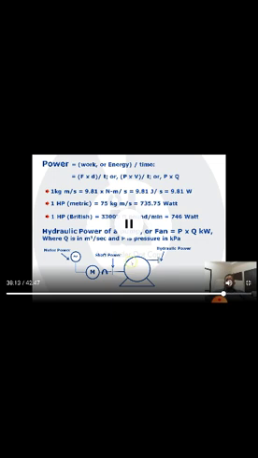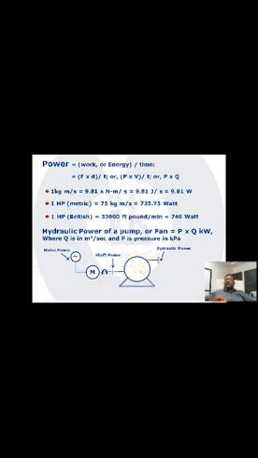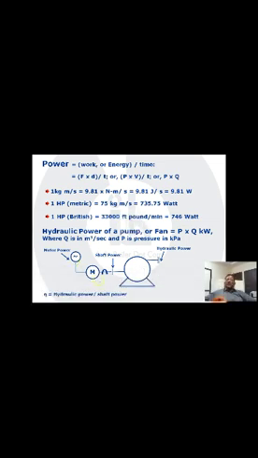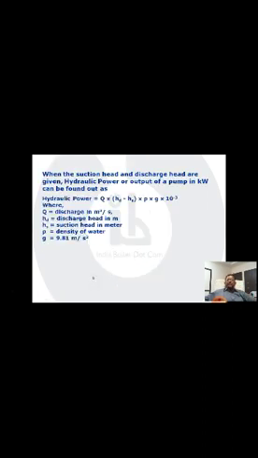Now, the relationship is what? If I want to find out the efficiency of the pump, it will be hydraulic power by shaft power. If I want to find out the efficiency of the motor, it will be shaft power by motor power, right? Output by input. An example, let's take a look.